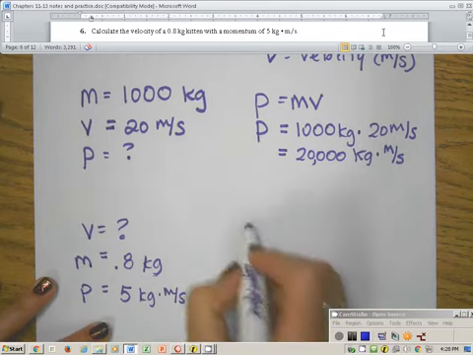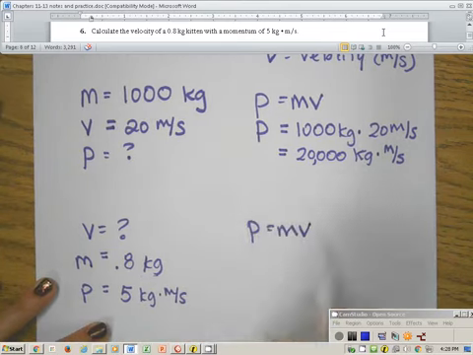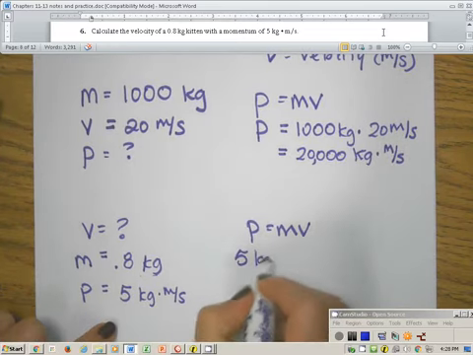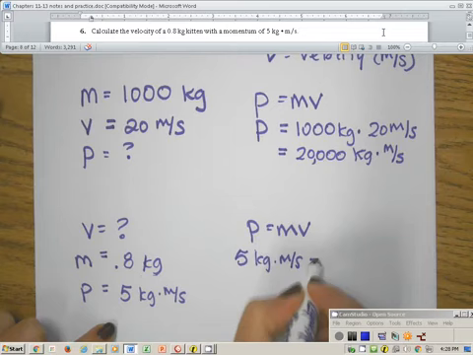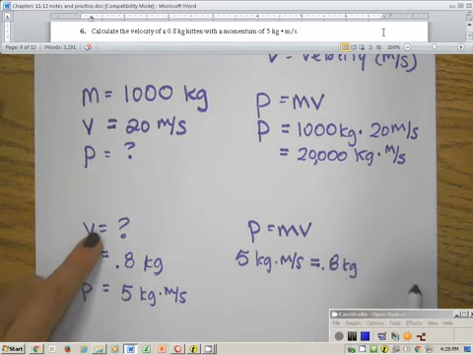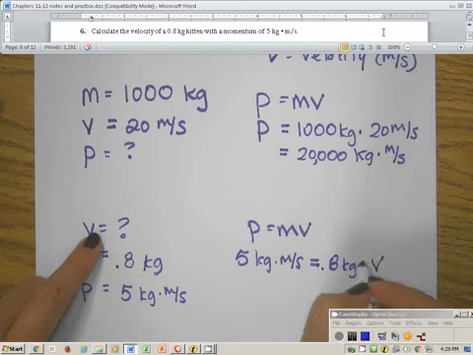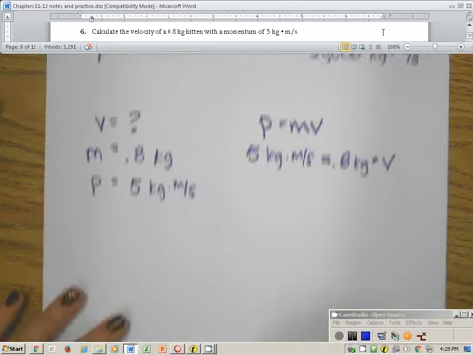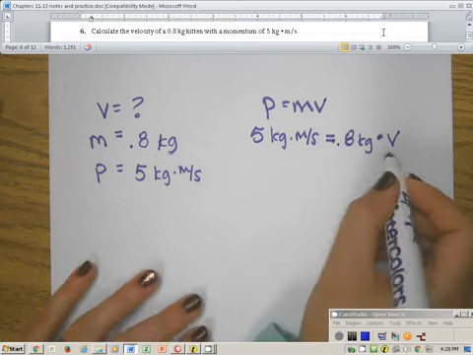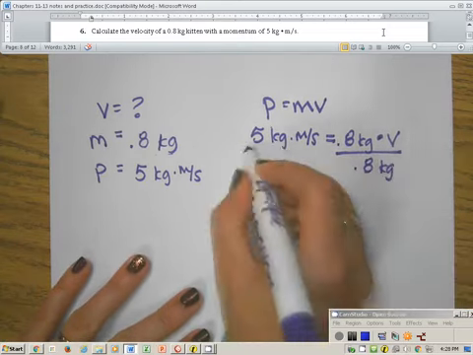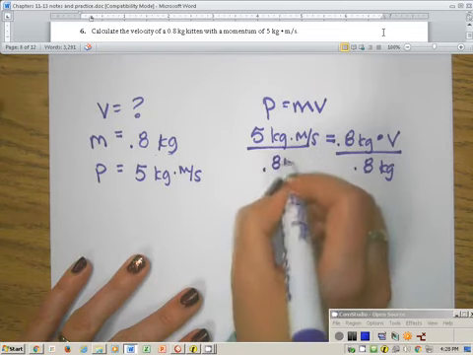Okay, it's back to the same thing, just plug it into the formula. I do have a P this time, so that's 5 kilograms times meter per second. Mass is 0.8, I have a number for that. And V I don't know, so it's just simply times V. Well, what do I do from here? I've got to get V by itself. Well, how I do that is I need to divide both sides by 0.8 kilograms.